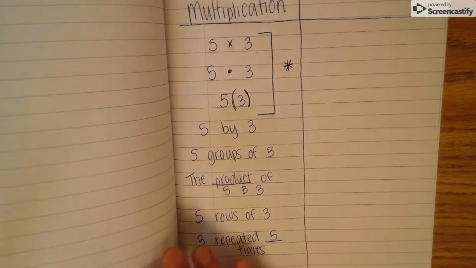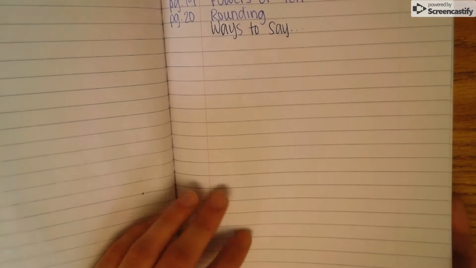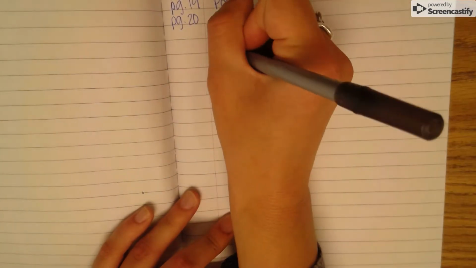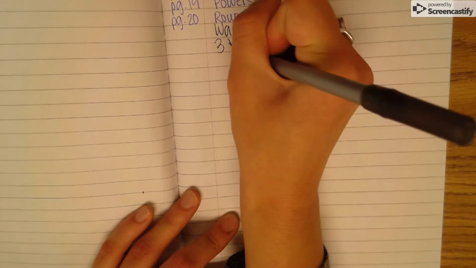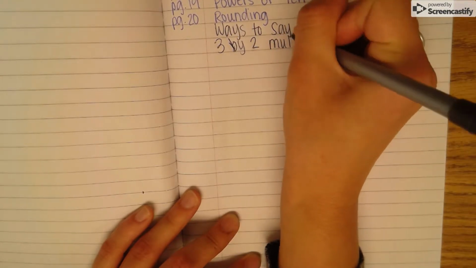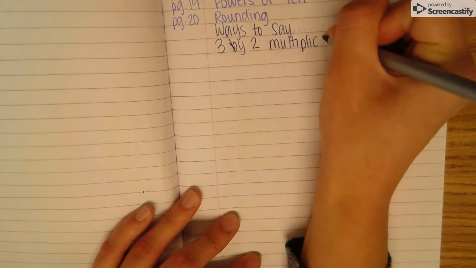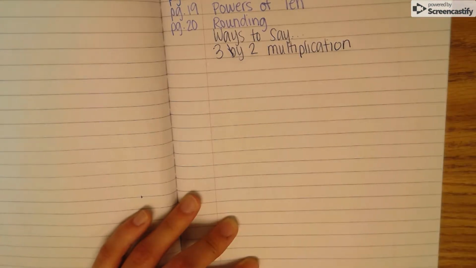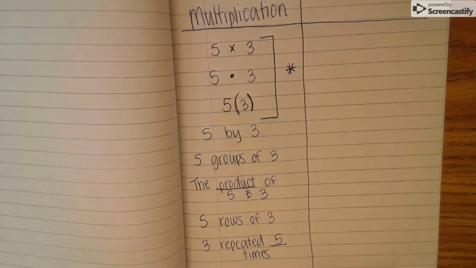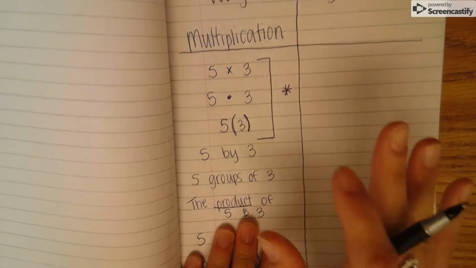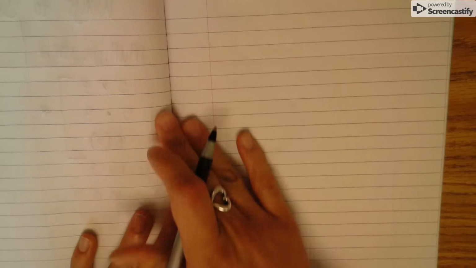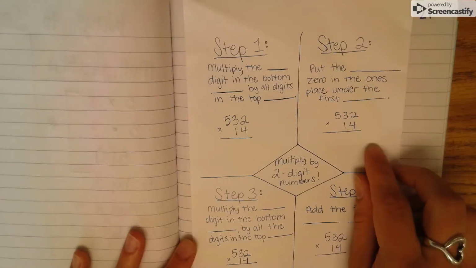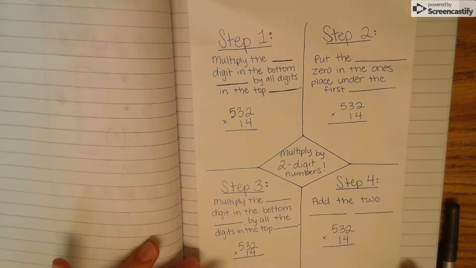Next, we're going to go back to our table of contents, and we are going to write 3 by 2 multiplication. Oh, forgot my N. 3 by 2 multiplication. Now on this page, you're going to flip the page. So we're starting on a brand new page. You will have this handout and you're going to glue it in your journal.